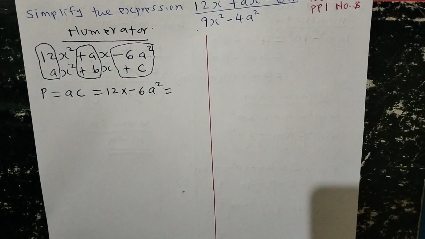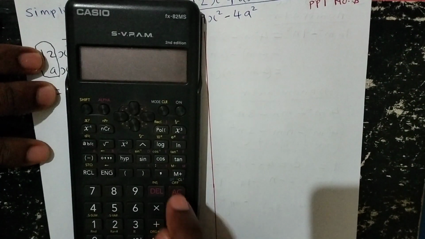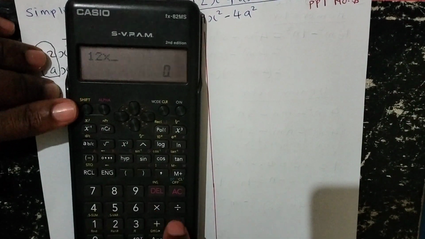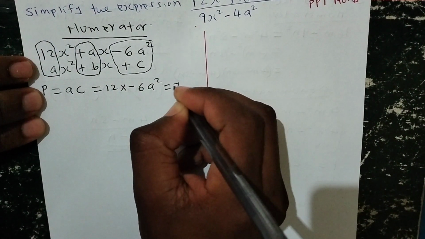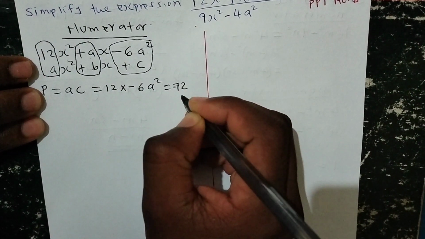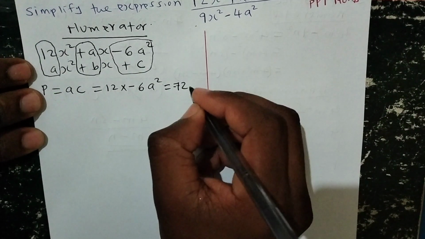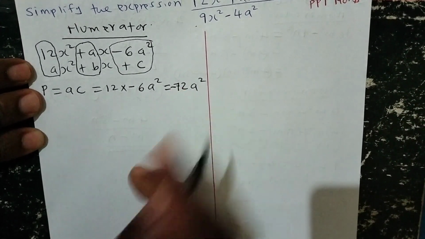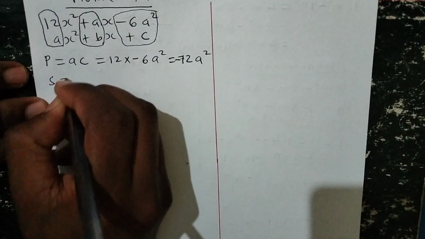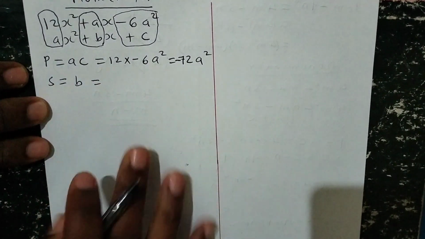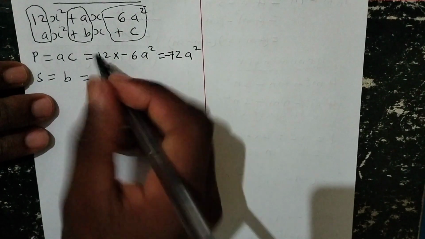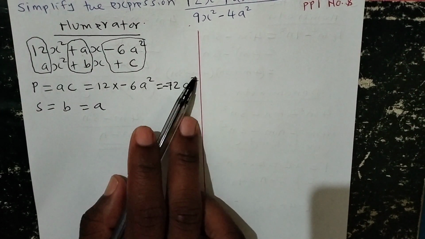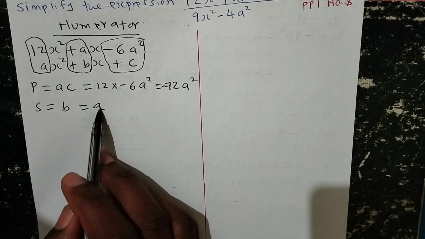So if I take 12 times negative 6, you'll obtain negative 72. Then it has an a squared, so negative 72a squared. Then the sum is usually the value of b, which in this case is equal to, you can see b is in the same position as a. So my value of b is a. So I want two numbers: when I multiply, I get negative 72a squared, and when I add, I get the positive a.